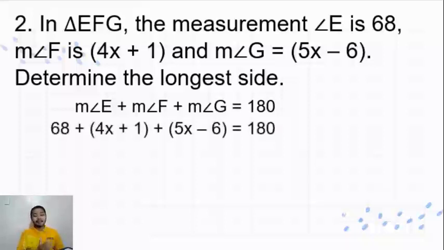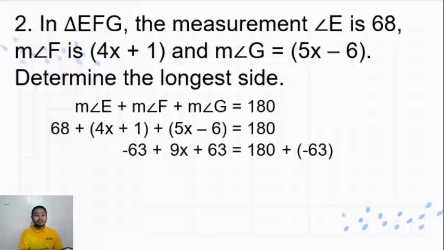Okay, so we simplify the left side of the equation. So bali magiging 9x plus 63 is equal to 180. Next, solving for the value of x. Siyempre, gagawin natin dito applying the addition property of equality. We add negative 63 on both sides of the equation. So para ma-eliminate ng 63 sa left side ng equation natin, so in that case, this will be now 9x is equal to 117.